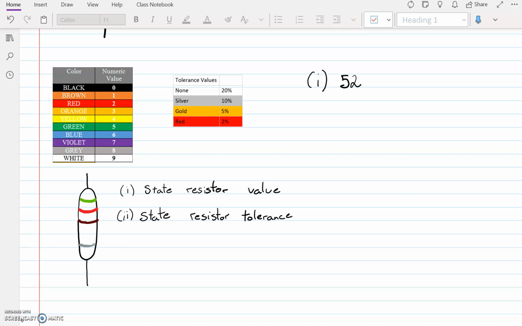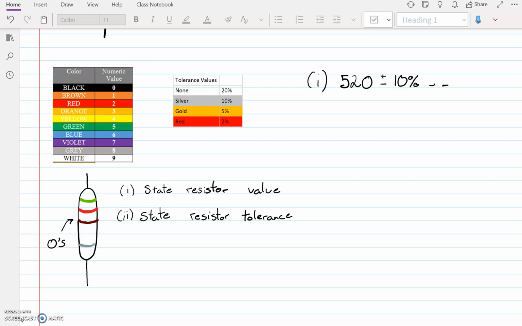Now, do we put down 1 here? No. The third band always indicates the number of zeros. Alright, so just remember that. If it's black, it does not mean that there's 1 zero. It means there's no zeros. Okay, that's the one where you get caught out. This third band is the number of zeros. If it's brown, it means there's 1 zero. Alright, and then the tolerance then is silver, so it's 520 ohms plus or minus 10%.